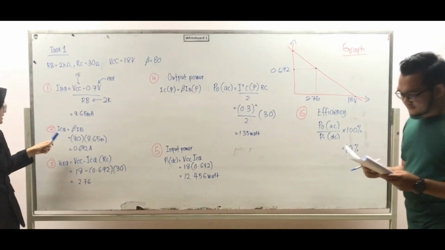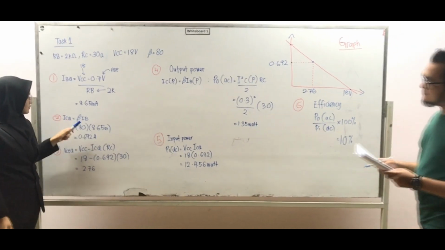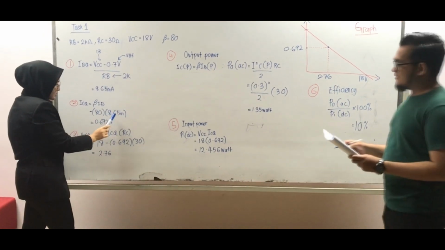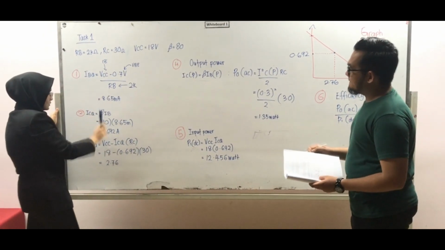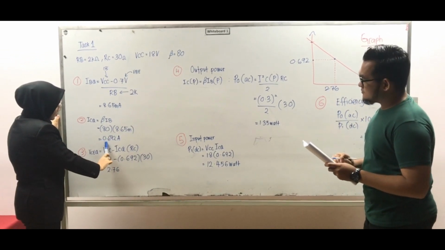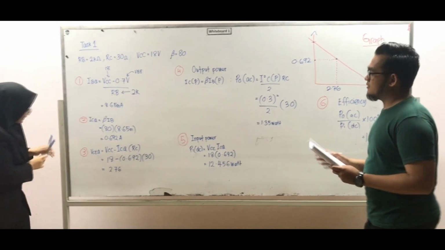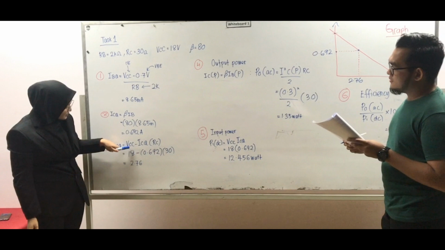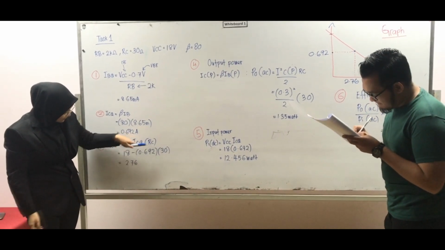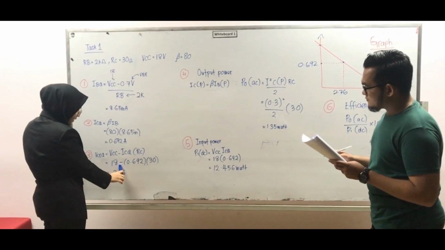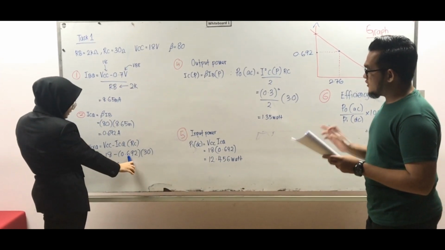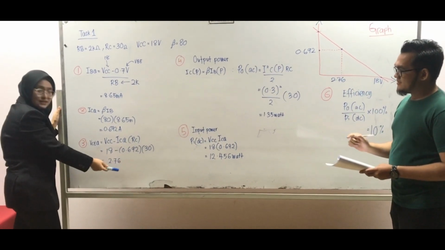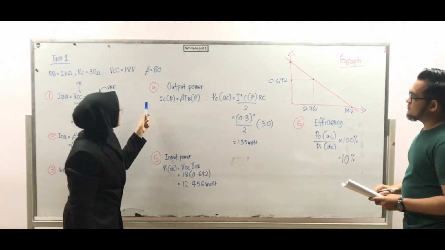Okay, next we calculate the ICQ. For ICQ, beta is multiplied by IB. 80 is the beta, and 8.65 milli we got from IBQ. So we got 0.692 ampere. The third one we calculate is the VCEQ. The formula is VCC minus ICQ times RC. VCC is 18, and then we minus 0.692 multiplied by 30. Then we got 2.76.